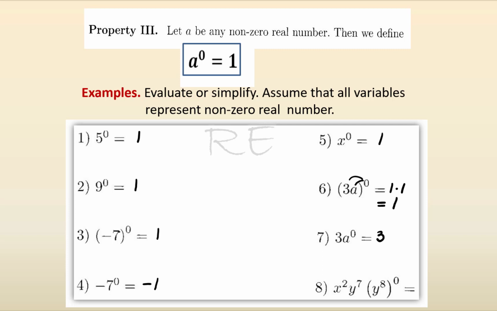Without parentheses, it's 3 times a to the 0, and it'll be 3 multiplied by a to the 0, which is 1. So the answer is 3. (y to the 8th) to the 0 is 1. So the answer is x squared times y to the 7th.